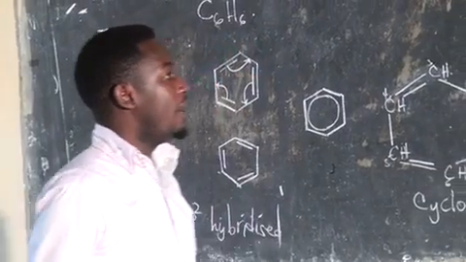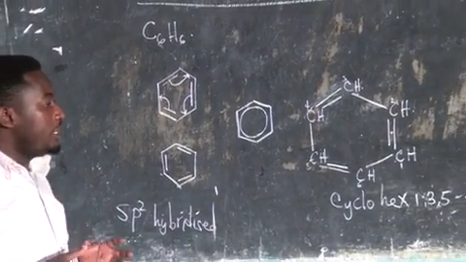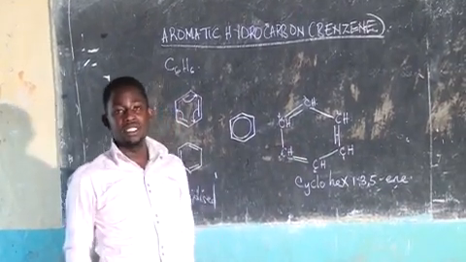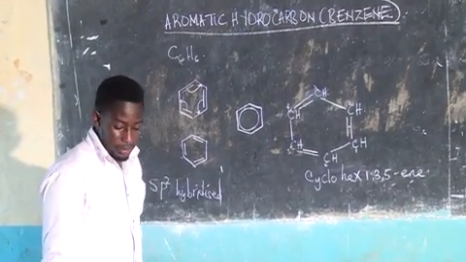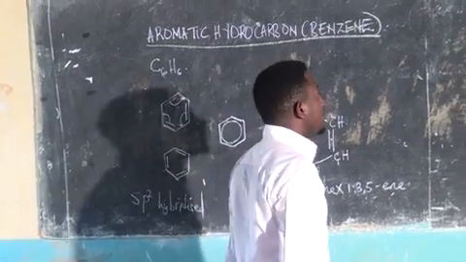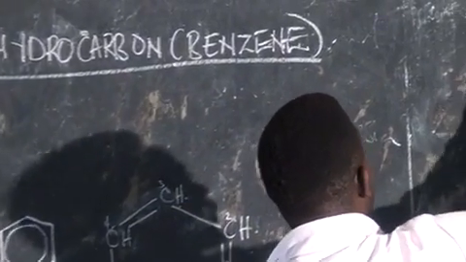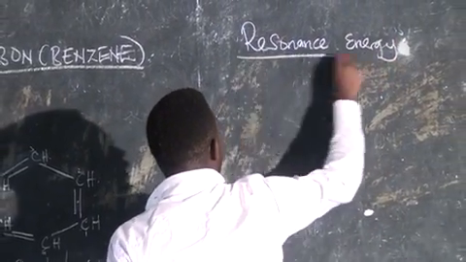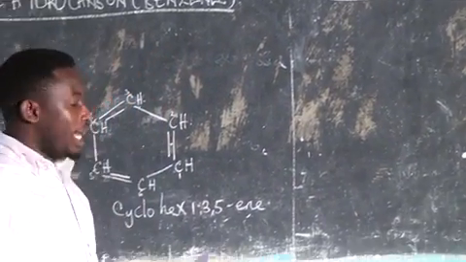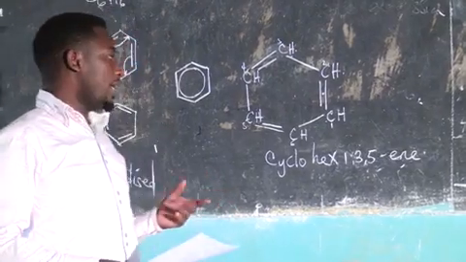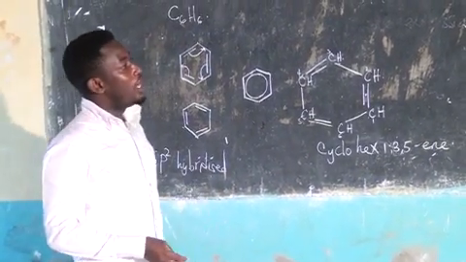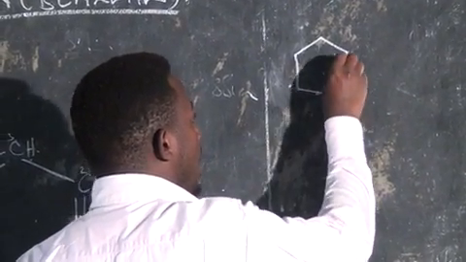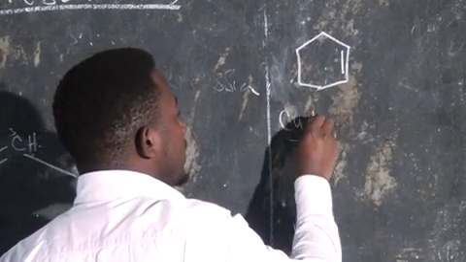Now, we want to look at what causes the difference between the Kekule structure and actual benzene. That is what we are going to call the resonance energy. When you look at resonance energy, I am going to explain it. Now, if you have this compound here, how are we going to call this compound? Of course, this is cyclohexene.